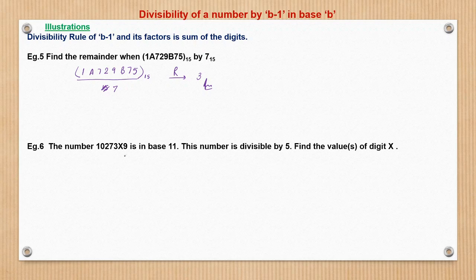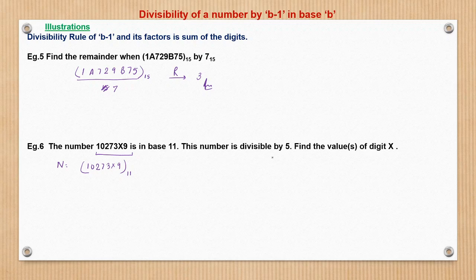Now see another example. The number 10273x9 is in base 11. The number is divisible by 5. Good. So this number is divisible by 5. Find the value or values of digit x.